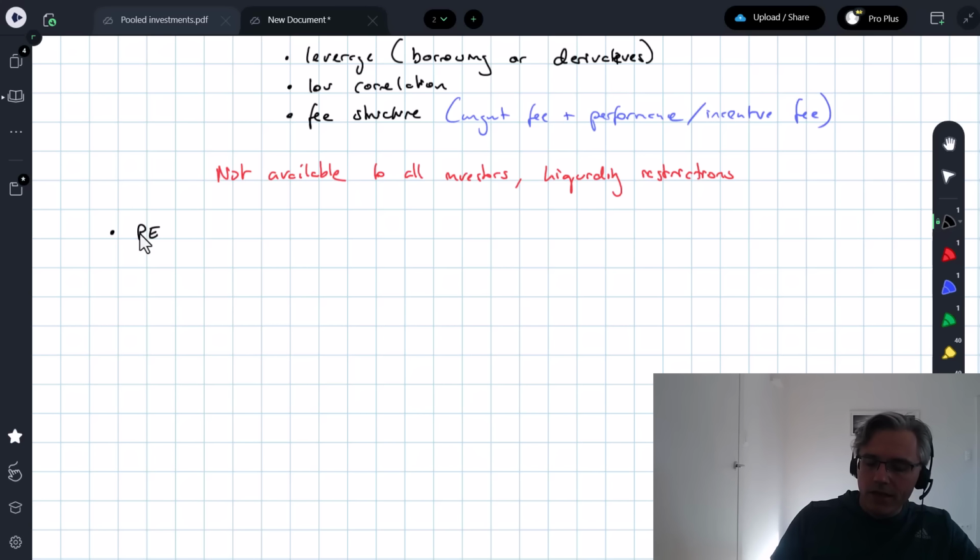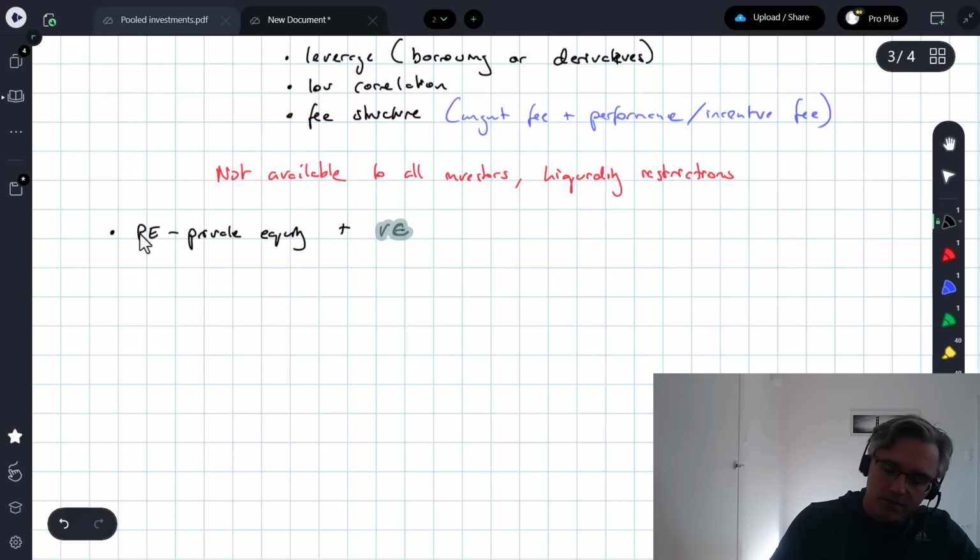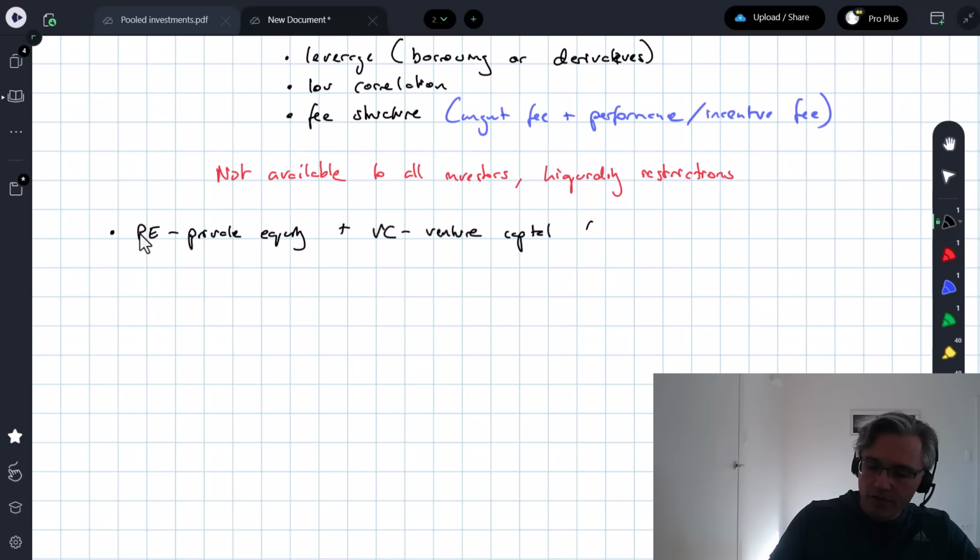Now, the final category is private equity, PE, and VC. Sorry, this was supposed to be a C. VC, or venture capital funds.